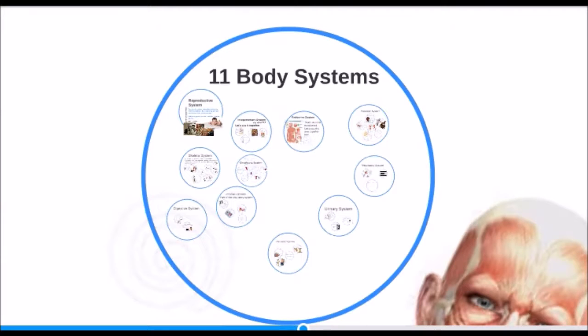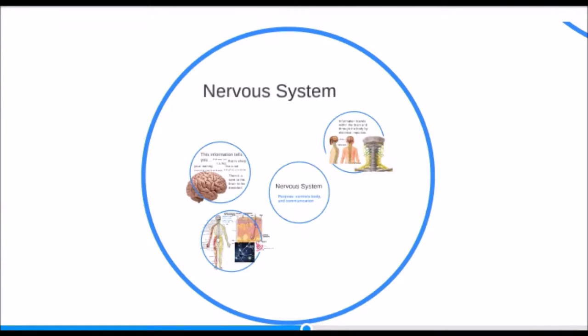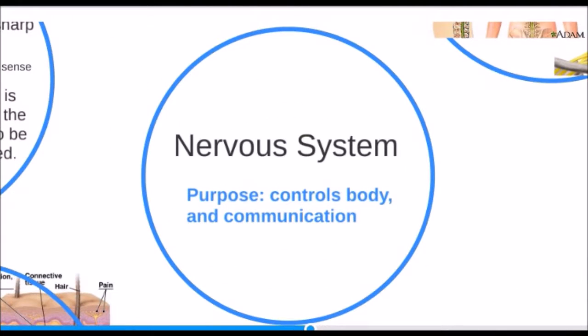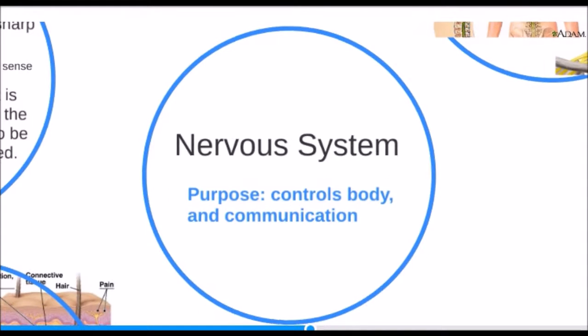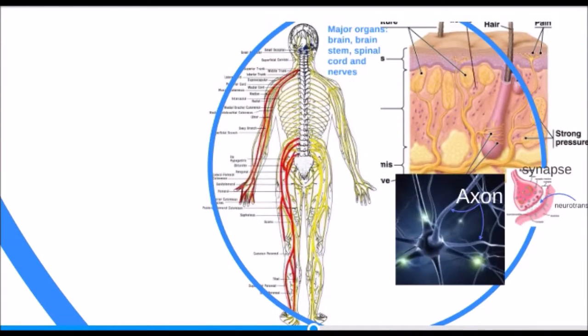All right, so we're going to go over 11 body systems. We're going to start that today here. And the first one is the nervous system. The nervous system's purpose is to control the body and the communication through the body. It actually does that using electrical signals throughout the body.